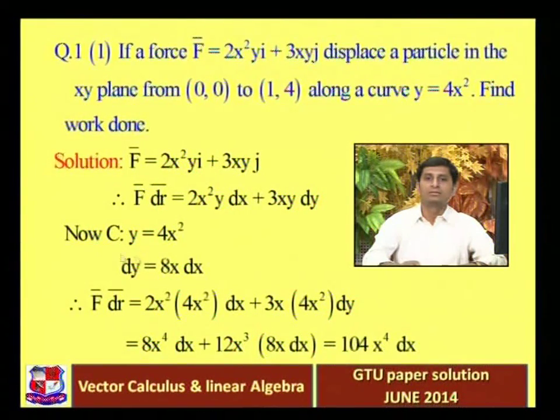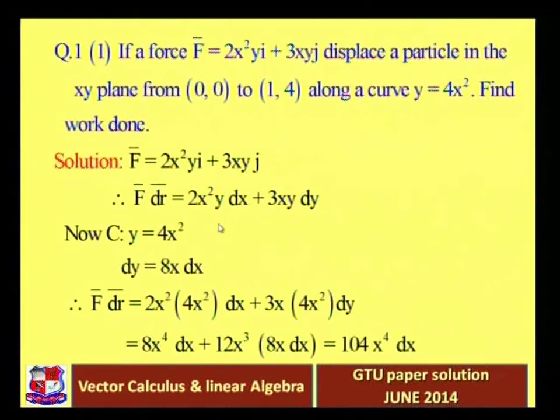Now our curve C is y = 4x², so dy is equal to 8x dx. F·dr is equal to 2x² into y, and y is 4x², dx plus 3x, put the value of y, 4x², dy. So that will become 8x⁴ dx plus 12x³ into 8x dx, right?